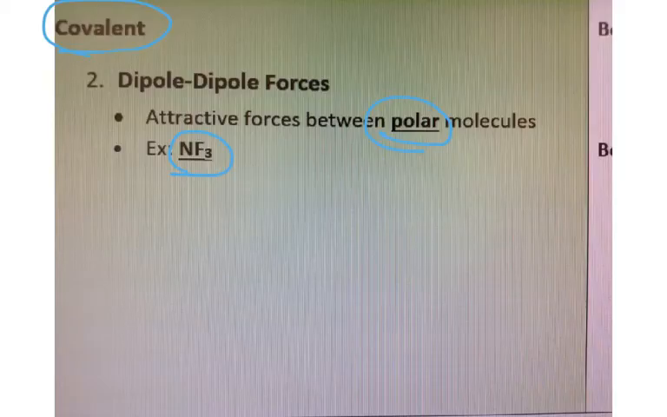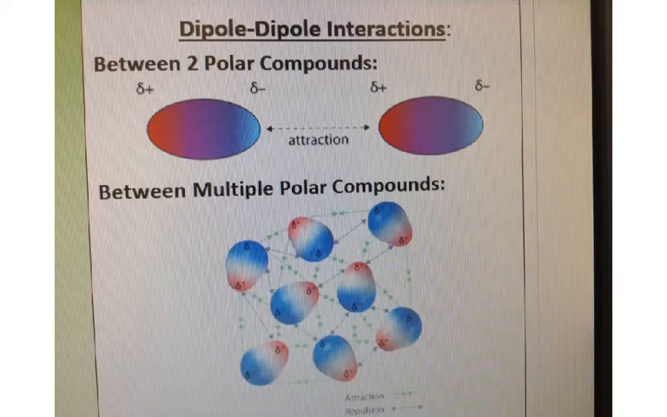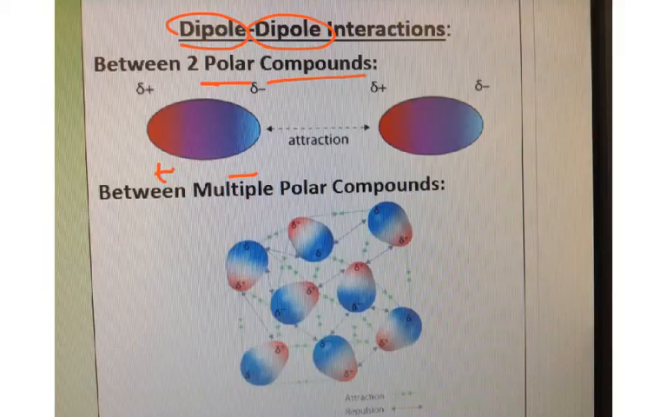Well, why do dipole-dipole forces exist? Dipole-dipole is between 2 polar compounds. A polar compound will have a positive end and a negative end, partial positive, partial negative. Well, what is this partial negative end going to be attracted to? It's going to be attracted to the partial positive end of another polar compound. So this attraction would exist because these charges are opposite.